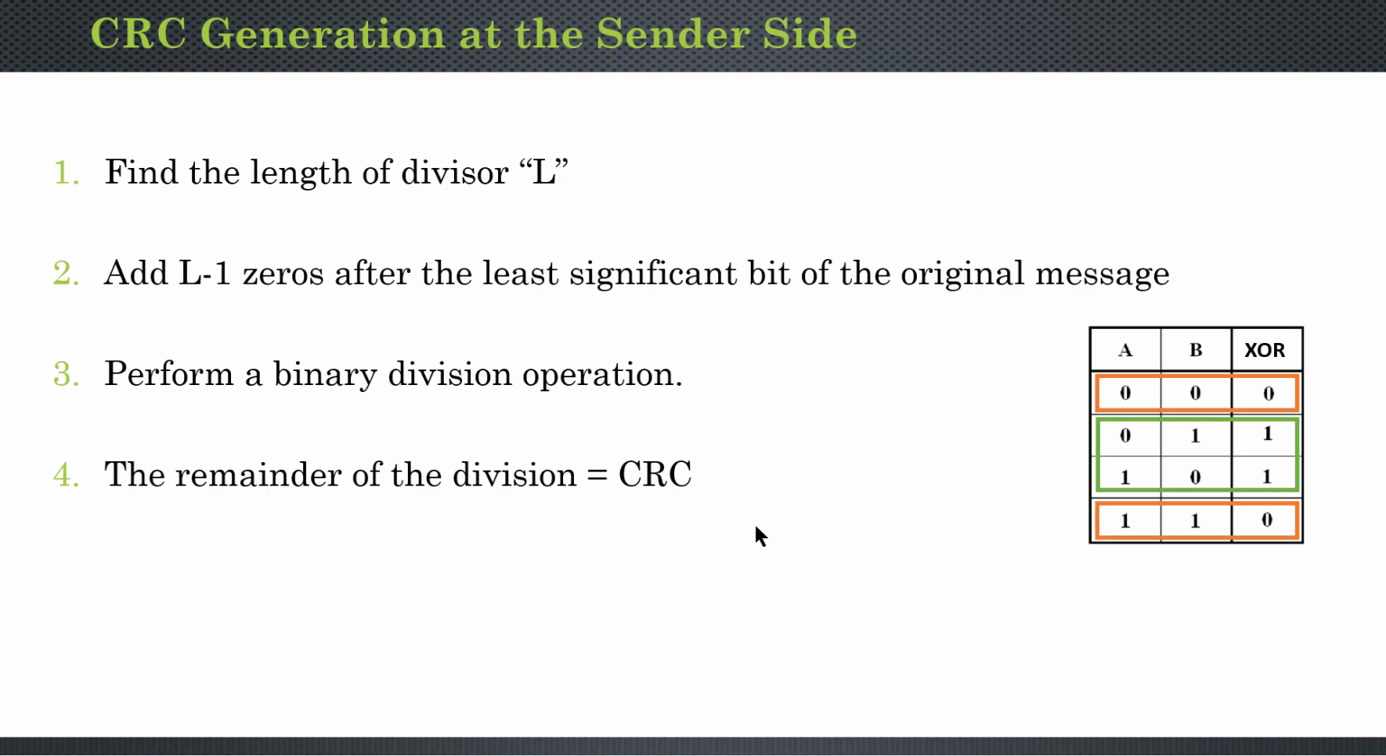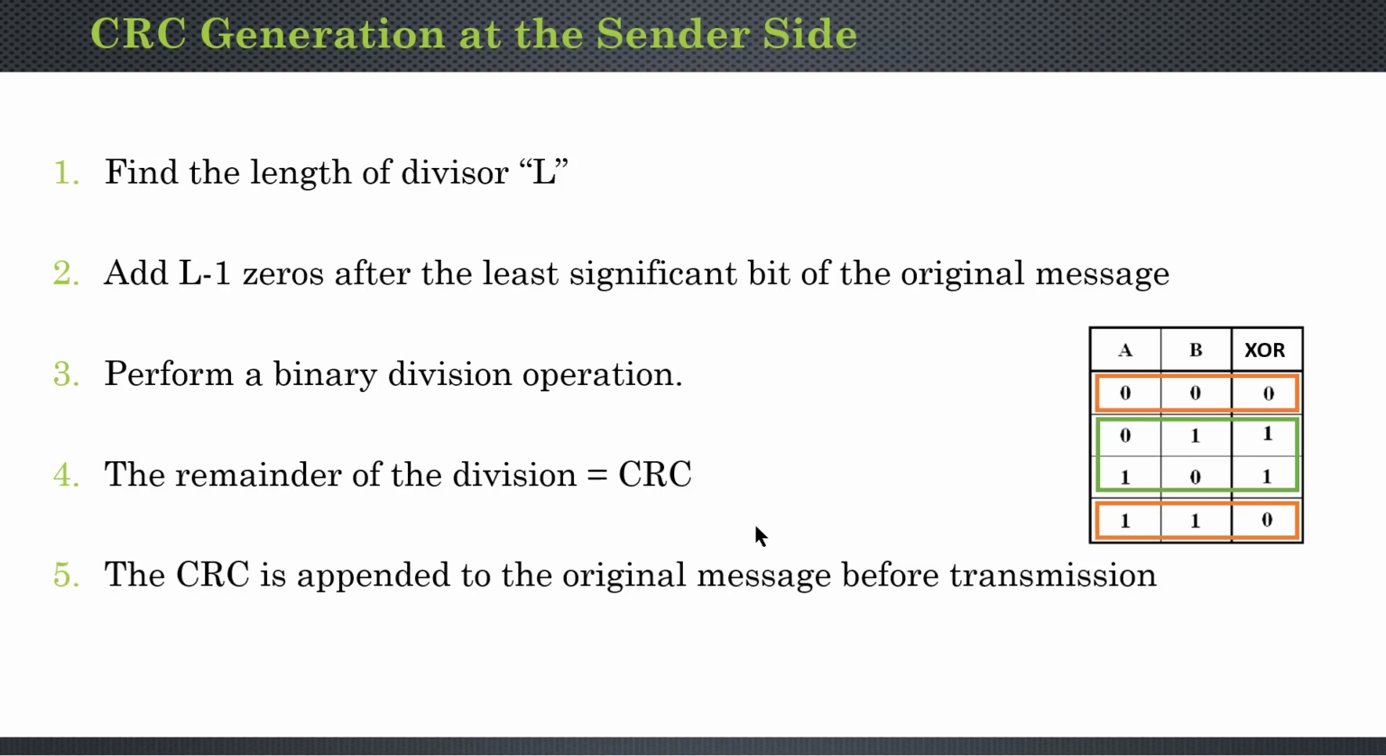Now, after performing the division, the operation will generate two results: a remainder and a quotient. The remainder is what we are looking for, and this is our CRC. So the CRC is the remainder of the binary division. The final step is to append the CRC that we found in the previous step to the original message before transmission. Let's see an example to explain these 5 steps more.